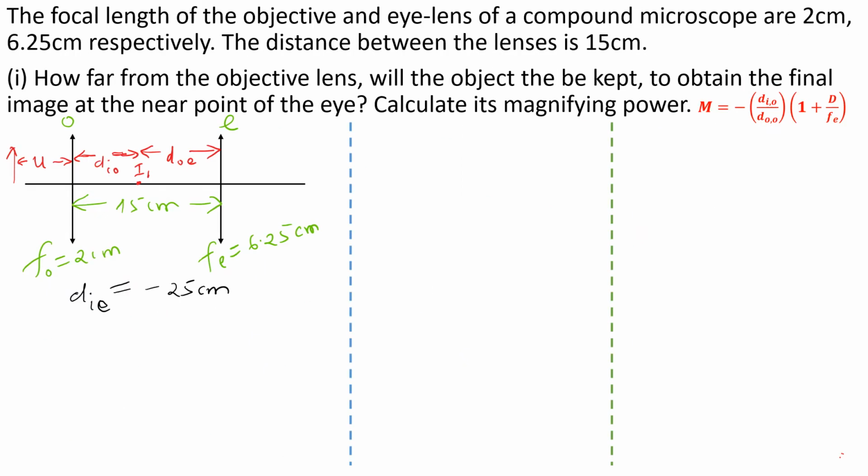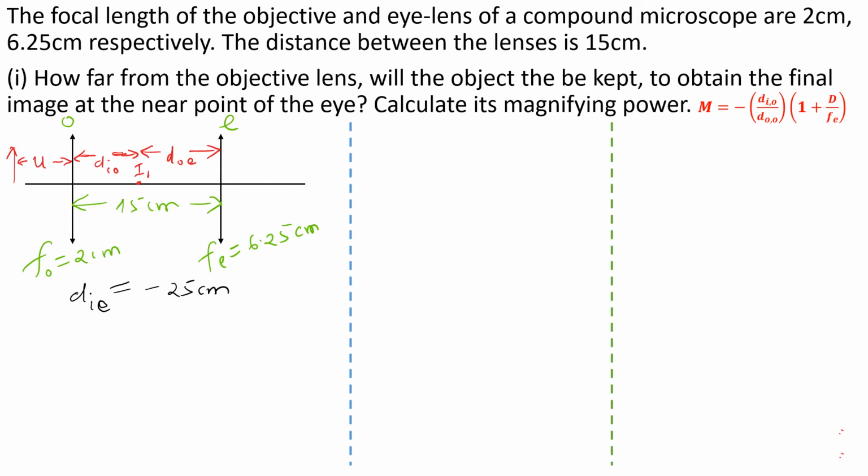Here's the next example, again in the same topic, which reads: the focal lengths of the objective and eye lens of a compound microscope are 2 centimeters and 6.25 centimeters respectively. The distance between the lenses is 15 centimeters.